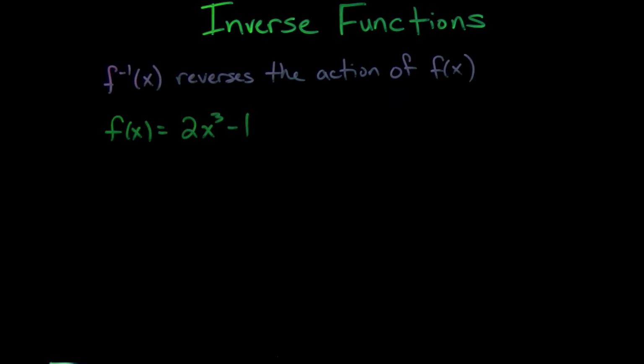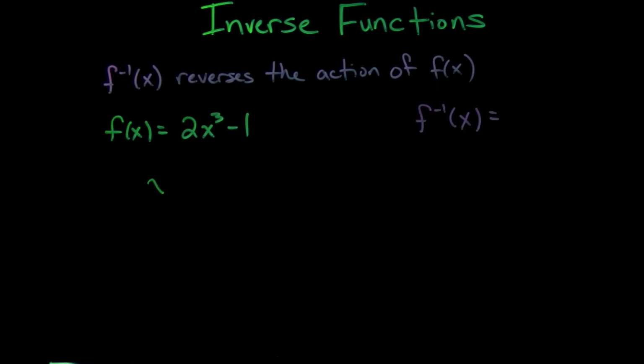In a lot of cases we want to devise a function that we call the inverse. And we denote the inverse by f to the minus 1 of x. Here the minus 1 power does not mean the reciprocal, so this is not 1 over f of x. It is a function that reverses the action of f of x.